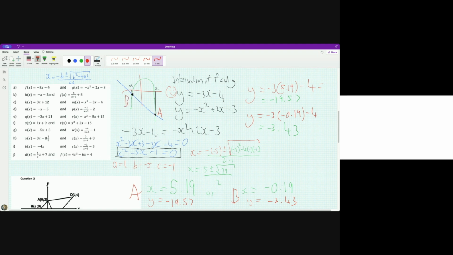Give me a thumbs up if you understand why I chose to put A over here and B over here when looking at the points. Awesome. Okay. I want you to do another one like this, but you are going to do this one. So find me the intersection points of these two functions. And I'll give you some time to work on that.